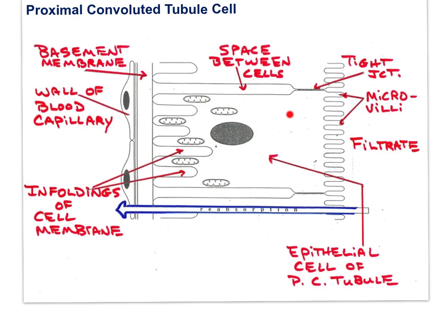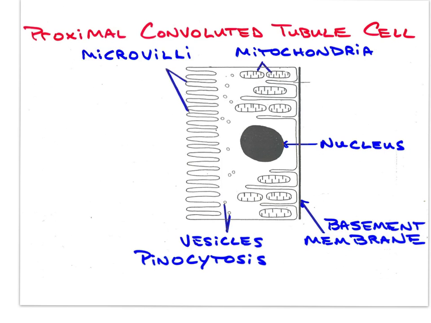Now the cell of the proximal convoluted tubule has microvilli to increase the surface area in contact with the filtrate that would flow here. Numerous mitochondria provide ATP for active transport. Osmosis and active transport serve to recover important molecules from the filtrate and move them back to the blood. This is called reabsorption. Here is a diagram of a single cell of the wall of the proximal convoluted tubule.